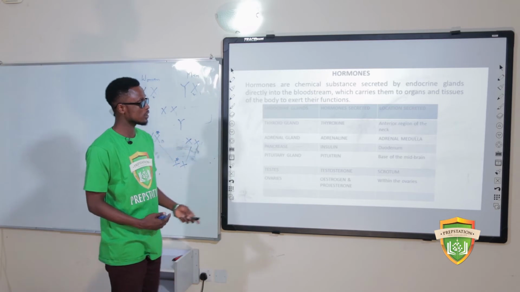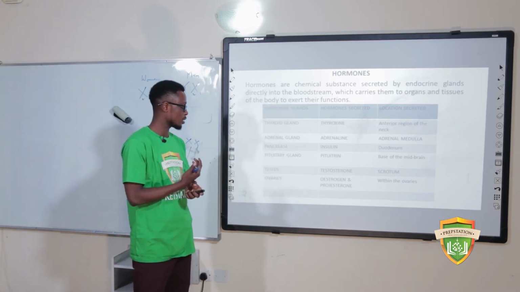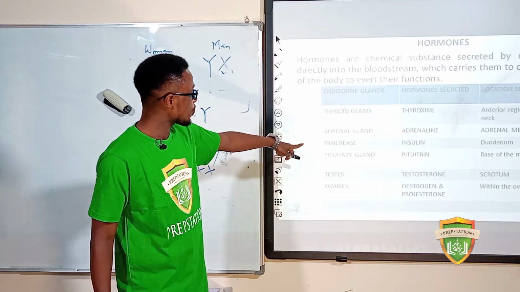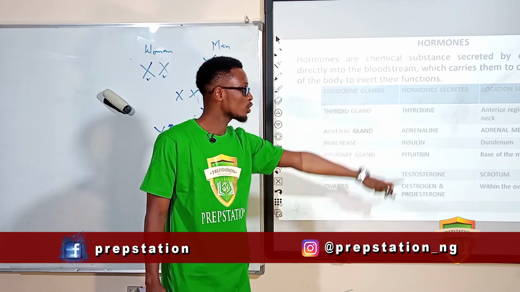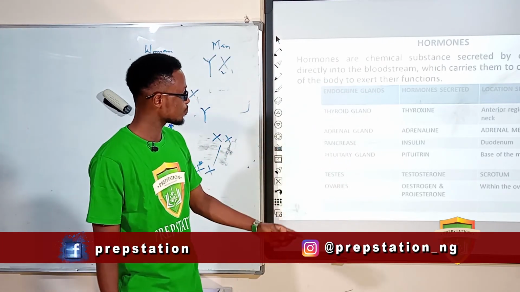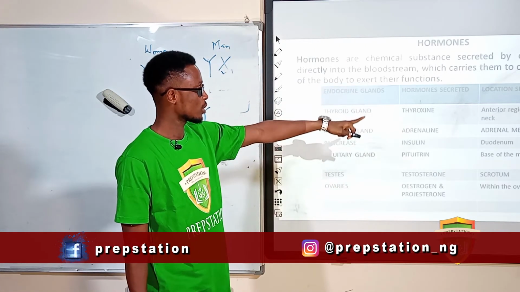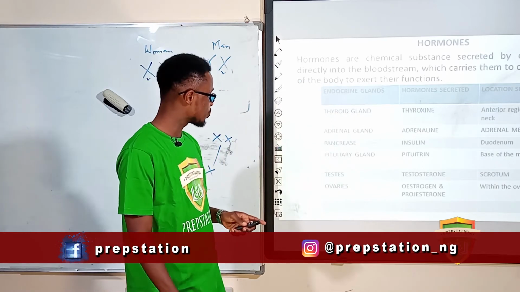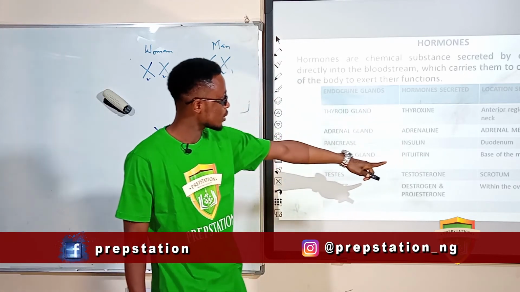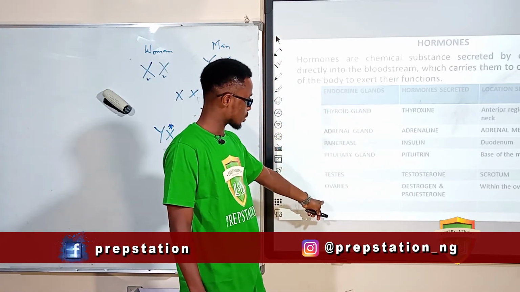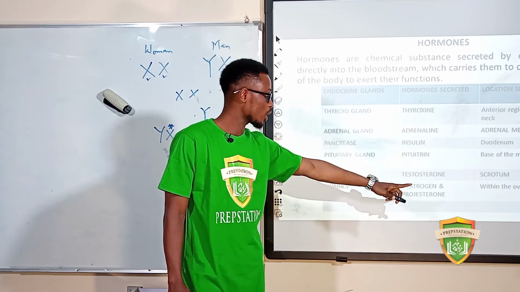That's if you are used to the kidney, you notice that there's a part of the kidney that is called the adrenal medulla. Then the pancreas, another endocrine gland, secretes insulin, and the location secreted is the duodenum. We have the pituitary gland, which secretes pituitary hormone, and it's located at the base of the midbrain. Then we have the testes that will secrete testosterone, located at the scrotum. Then ovaries will secrete oestrogen and progesterone, also location secreted within the ovaries.